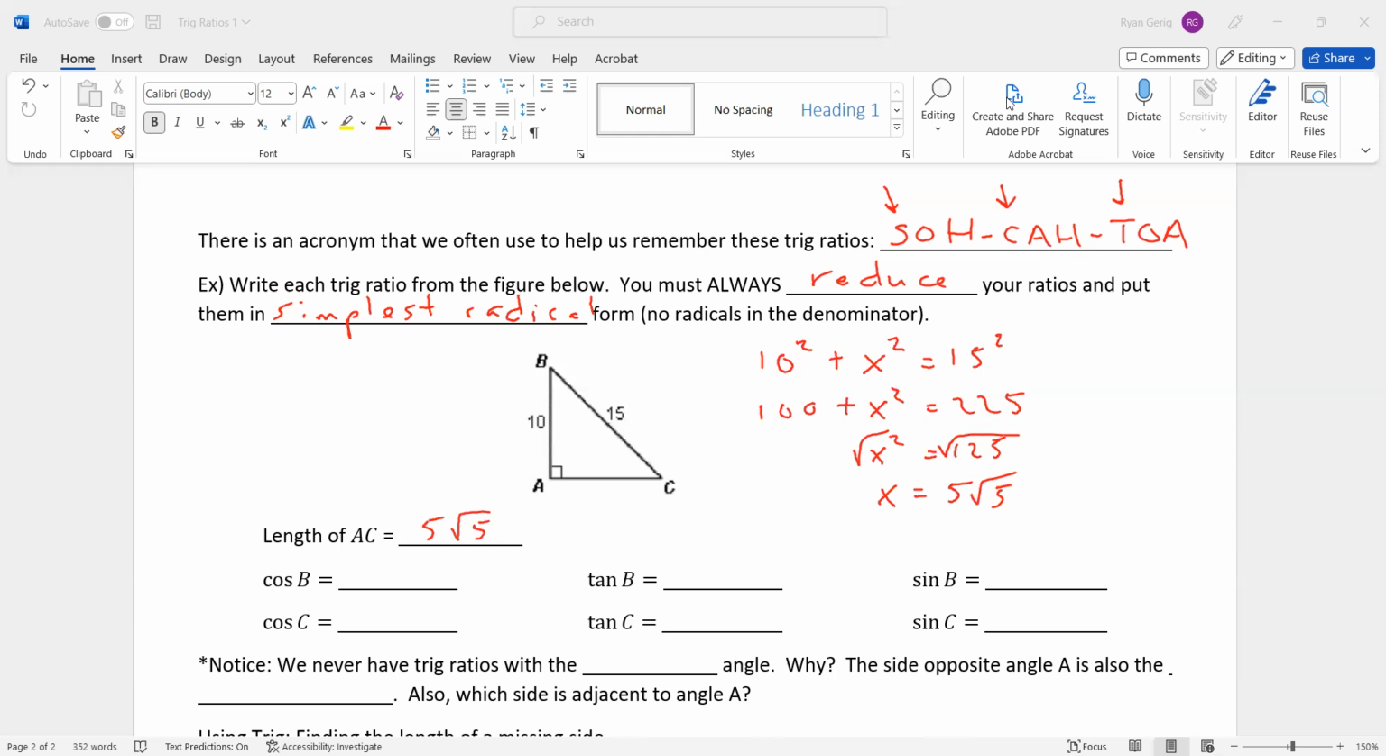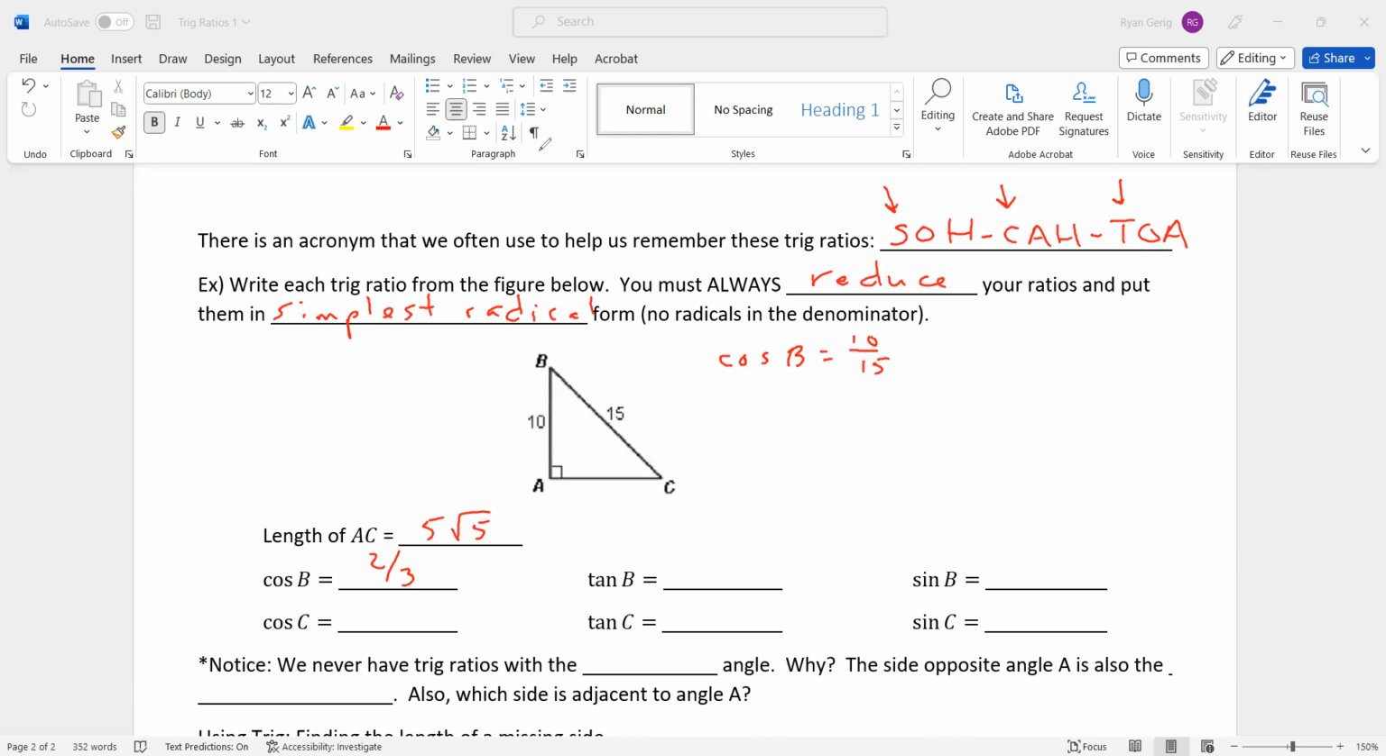I'm going to go ahead and get rid of that work because I'm going to need some space to do the remaining parts. All right, the cosine of B. So I'm looking at B now. My right angle is A, so I'm looking at B and C. I can't look at A. The cosine of B is adjacent. So adjacent to B is 10. Actually, you know what? Cosine of B is 10 over the hypotenuse, 15. But I can reduce that to 2/3.